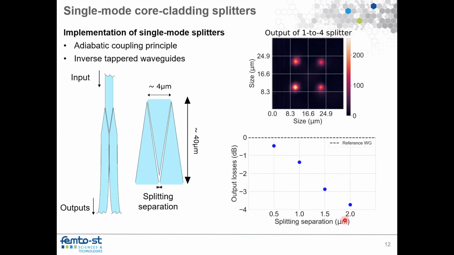And here what I scan is a parameter which is this splitting separation. Because we were wondering what would be the effect of that separation between the outputs. Of course, it's correlated, I know, to the length and to the angle of this adiabatic transition, but this was our first approach. So here we just split the outputs further and further, and the losses were increasing linearly in the dB scale. And the excess losses of the 1 to 4 splitters is actually very small, so around half a dB.